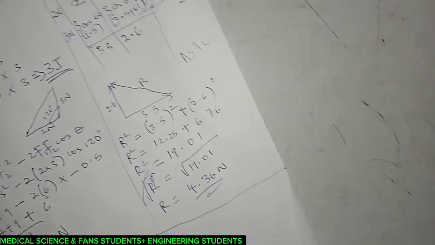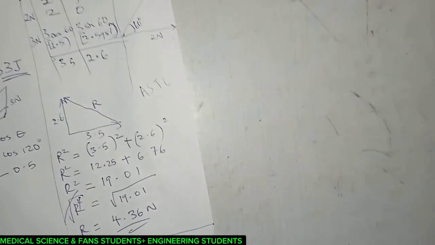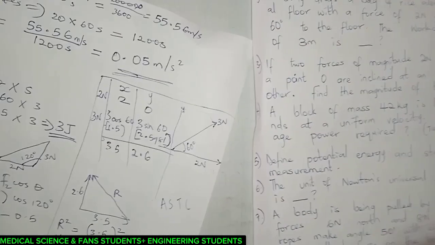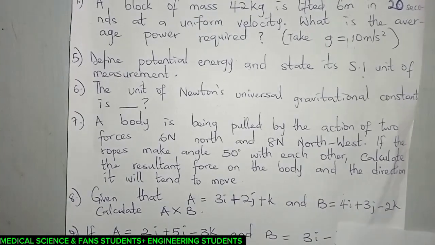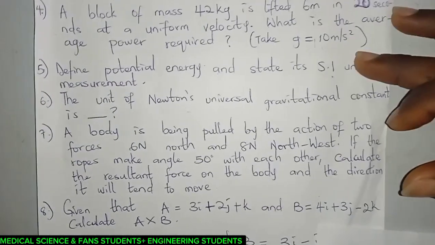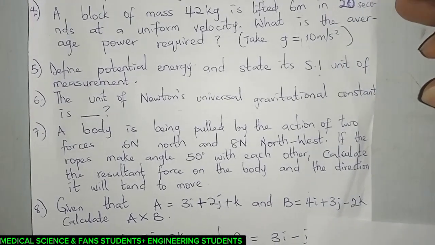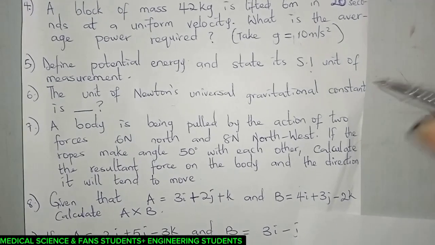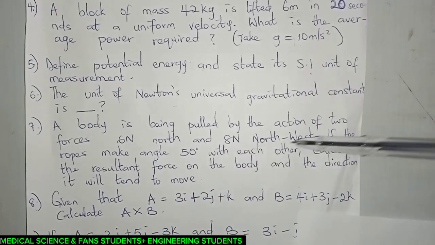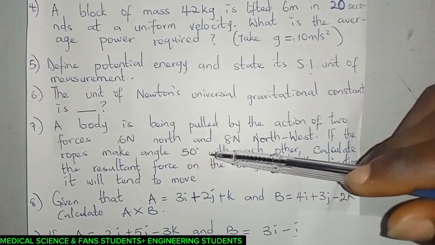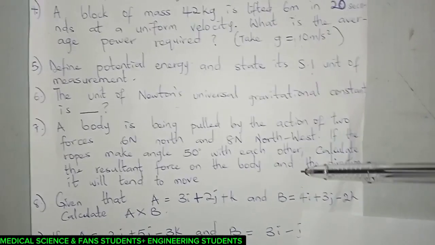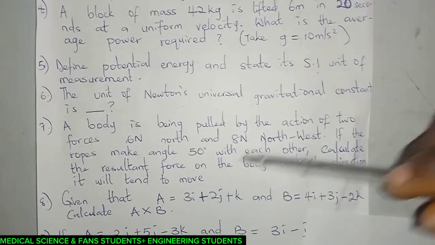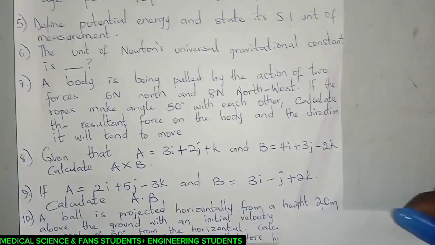Alright, now let's move to number 7. A body is being pulled by the action of two forces, 6 Newton north and 8 Newton northwest. If the ropes make an angle of 50 degrees with each other, calculate the resultant force on the body and the direction it will tend to move. Let's try to dissect this question.